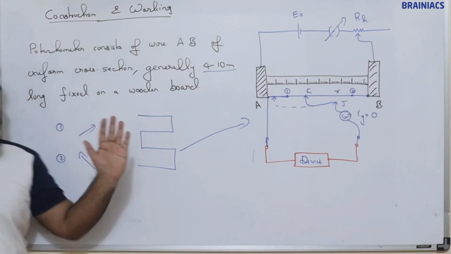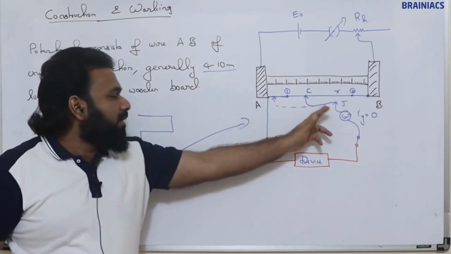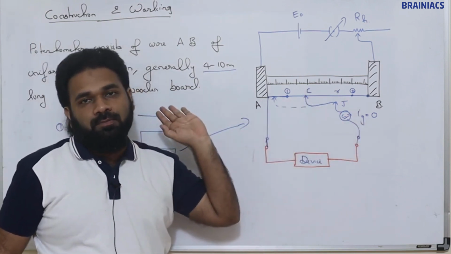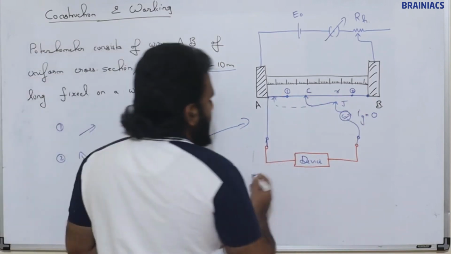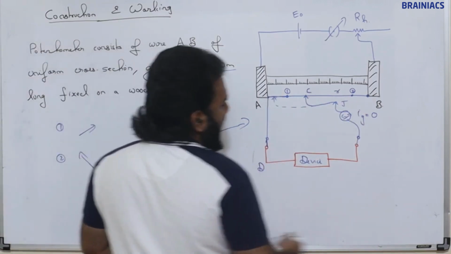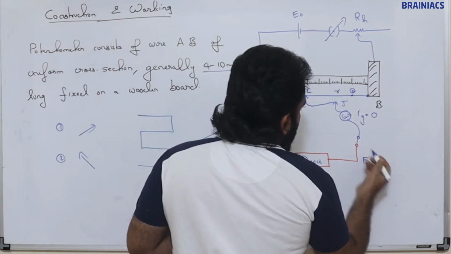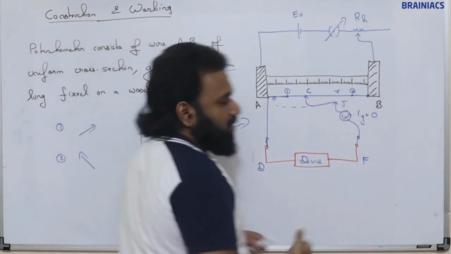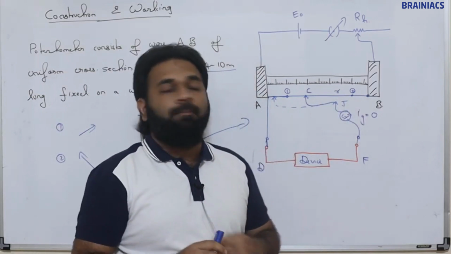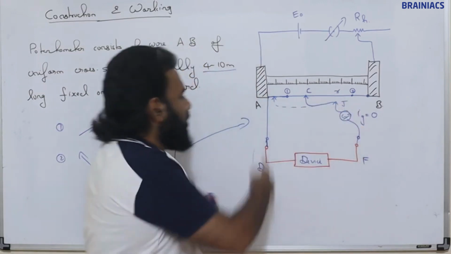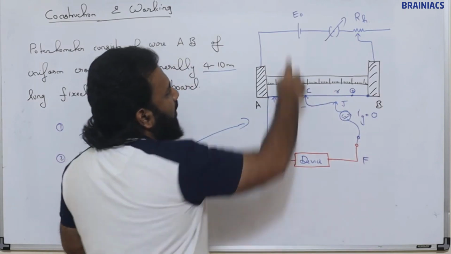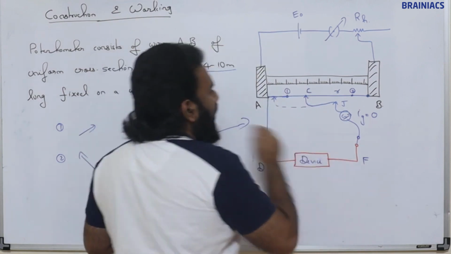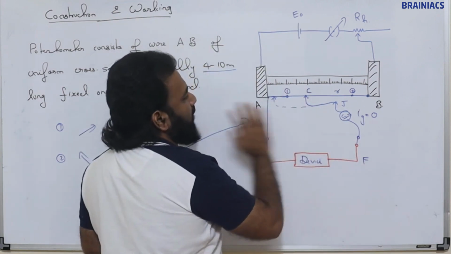So when we connected this jockey at point C, there was no deflection in the galvanometer, that is, no current is passing through this. Now suppose this end we name as D and this end we name as F. When the galvanometer shows zero deflection, there is no current passing through this part. Otherwise current would be passing through this also.